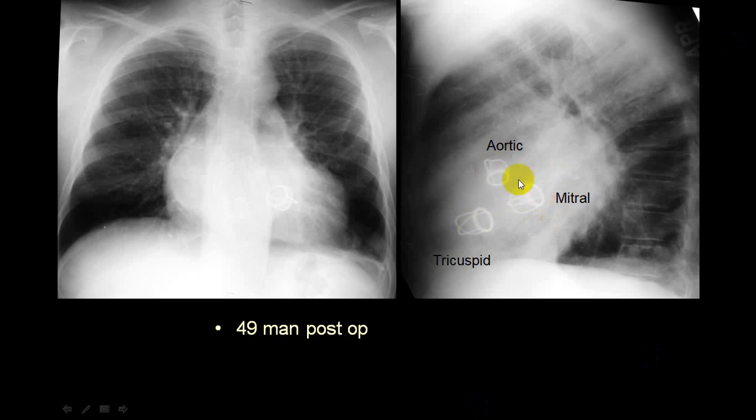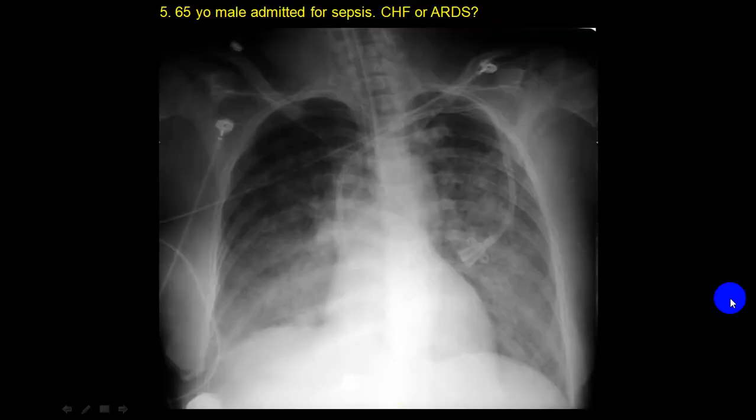This is a ball and socket type of valve. You can see one very clearly here, in this radio opaque shadow, so you will have to concentrate. This is a second valve, this is another valve, and this is a third valve. So you will have to concentrate. Aortic, mitral and tricuspid. Clear?